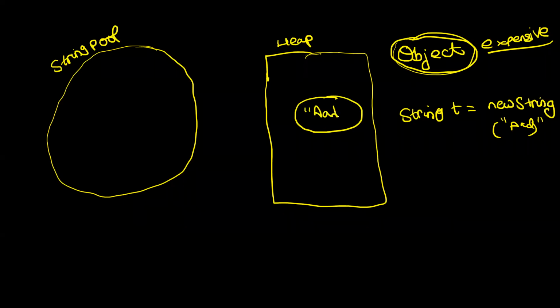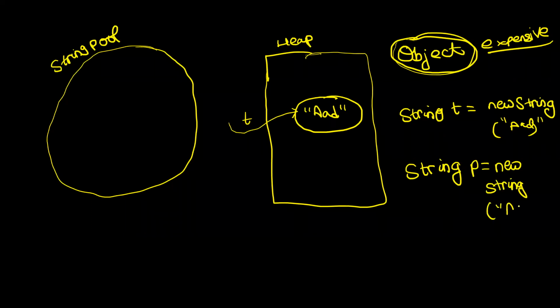Okay. So for your understanding, let's say I have made a new string object by the contents of AAD. And let's say that T is pointing to this string object. Okay. So this object will be created at runtime inside my heap memory. Okay. Now let's say I write another statement. Okay. Let's say string P is equals to new string. Okay. I make another new string.